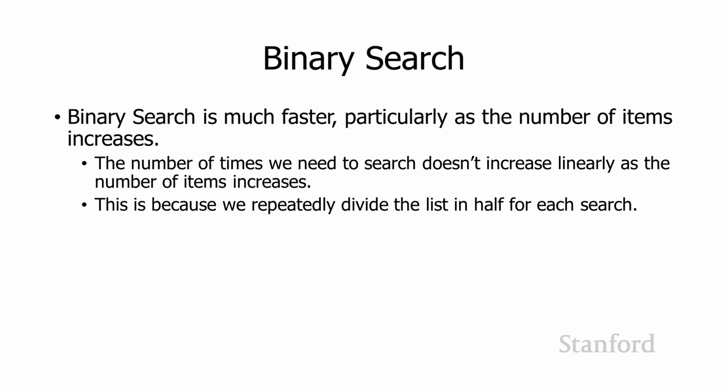Okay, so binary search is much faster, particularly as the number of items increases. The number of times we need to search doesn't increase linearly. So we saw that with the linear search. If we double the number of items in the linear search, the amount of time it's going to take to carry out the linear search doubles. If we quintuple the number of items in the list for linear search, the amount of time it's going to take is going to quintuple. Well, what happens with the binary search is it doesn't increase at that linear rate because we keep on splitting the list in half. We split the list in half. We split the list in half.